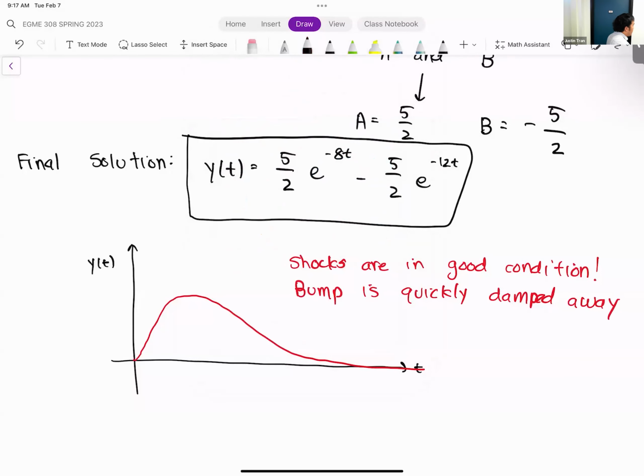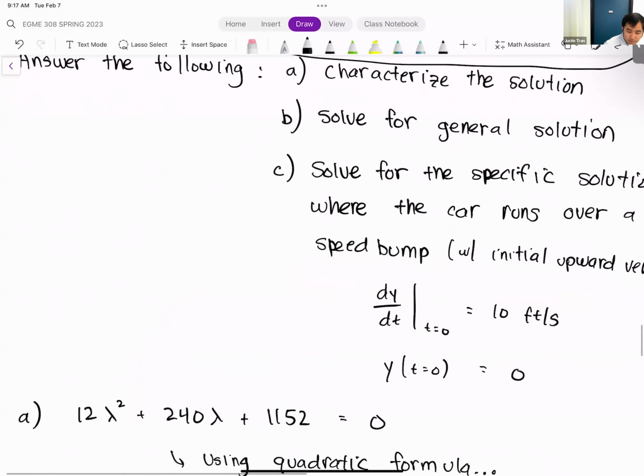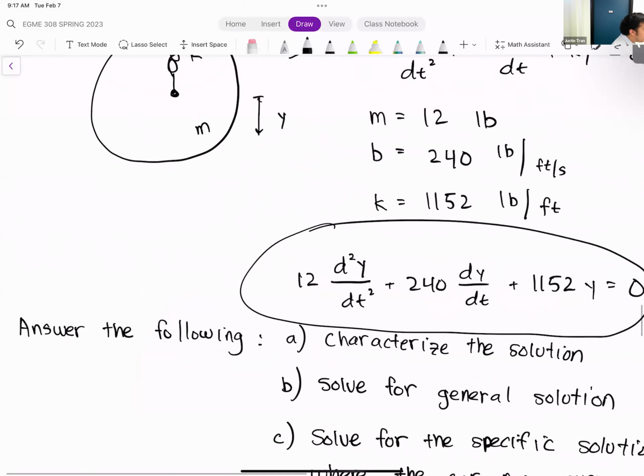In your homework, one of the problems is going to be related to this. So if shocks are not in good condition, would there be more oscillation? Exactly, yes, and that's exactly what I have you look at in the homework. In one of the problems, I'm going to have you model a very common test that you can use for your shock absorbers. The main thing you'll see, if you compare the coefficients, is that the value for b on the homework problem is going to be lower, and that's kind of the first thing to go.